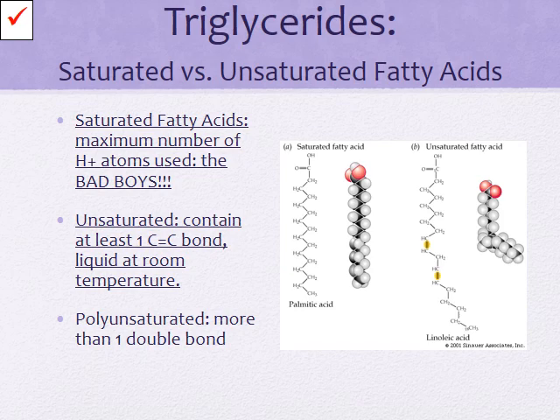Now triglycerides. These are saturated versus unsaturated fatty acids. Saturated fatty acids have the maximum number of hydrogen atoms used. These are normally not that great for you. Whereas unsaturated fatty acids contain at least 1 carbon-carbon double bond, and they're liquids at room temperature. So remember it like this. Your saturated fats are things like butter, which is normally not that great for you. Whereas unsaturated would be more like olive oil or other things of that nature. They tend to work with the body a little bit easier and are harder to accumulate.